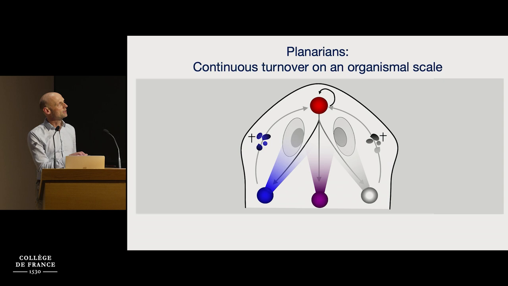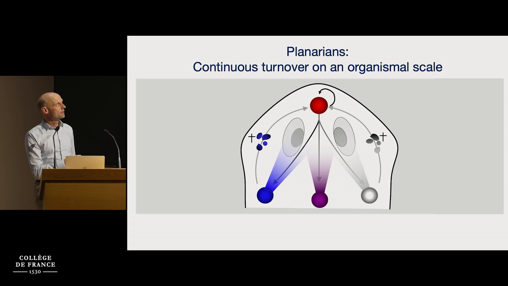And at the same time, cells continuously die. So, in effect, the entire animal is continuously renewing itself. We think there are no long-lived cell types in planarians, meaning maybe with the exception of the stem cells, everything is probably getting replaced within 2 months or so. And clearly, lots of interesting biology in here.